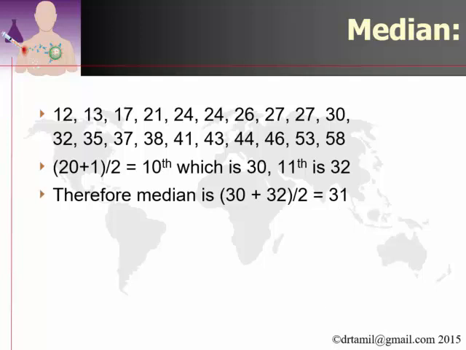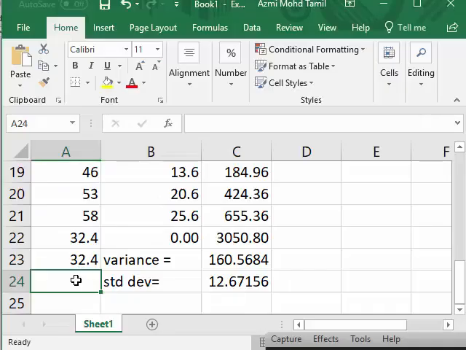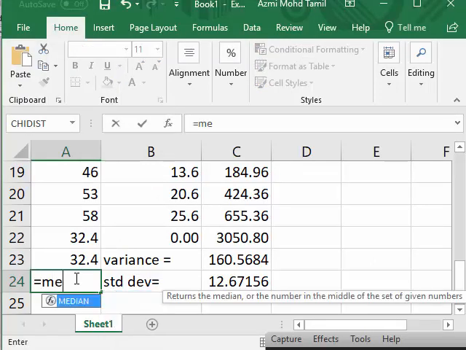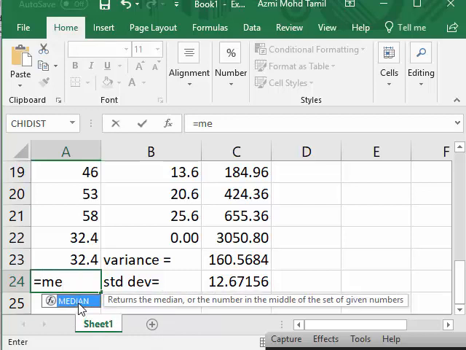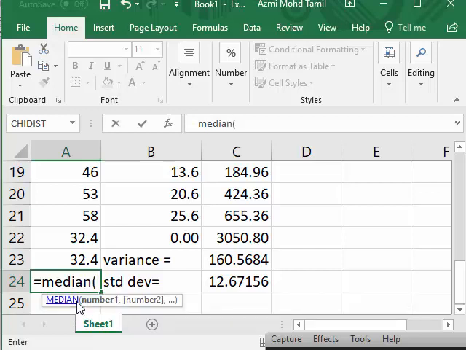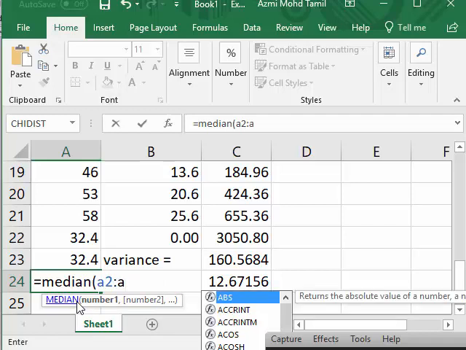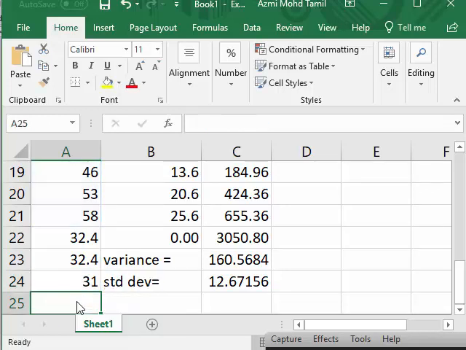Okay. So doctor, can you get that from the Excel? Can? Okay. Equivalent to median, in bracket A2 until A21. Enter. See, you see got 31. Same that way, like the way we calculate. Okay. So this one command.